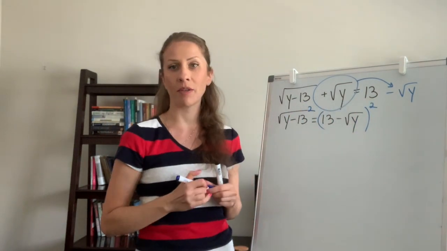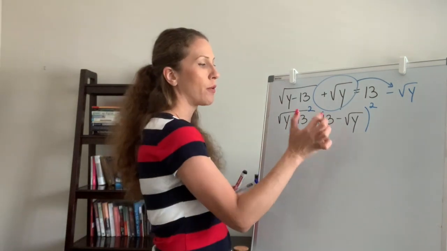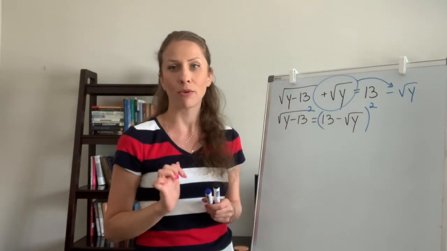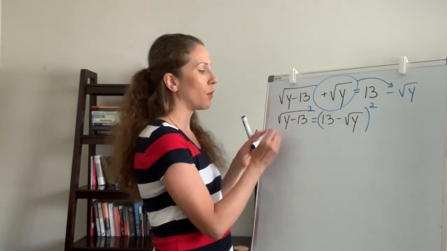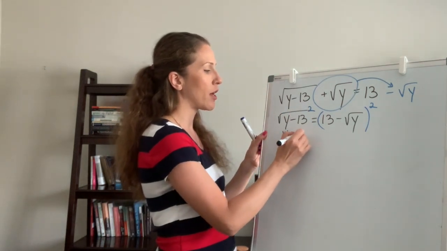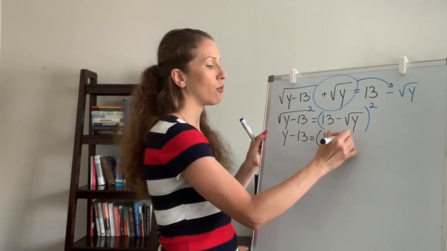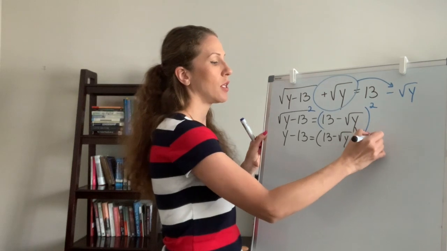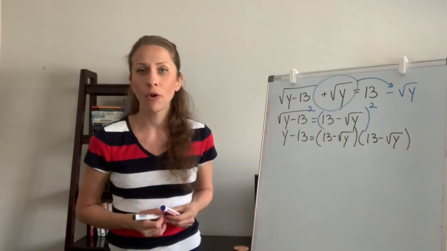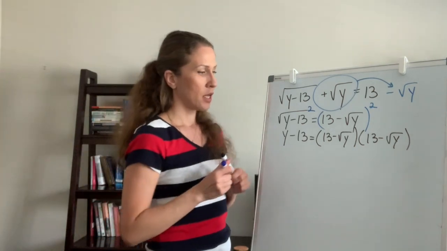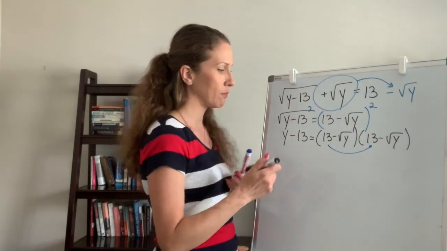And remember, just like with the previous example, this is going to have to be foiling. It's not squaring 13 and squaring the square root of y separately. So the left side is easy, the square root and square cancel each other out, leaving you with y minus 13. On the right side, you have to say 13 minus square root of y times 13 minus square root of y. Okay, well, let's go ahead and FOIL the right side. First, we're going to do 13 times 13, which is 169.